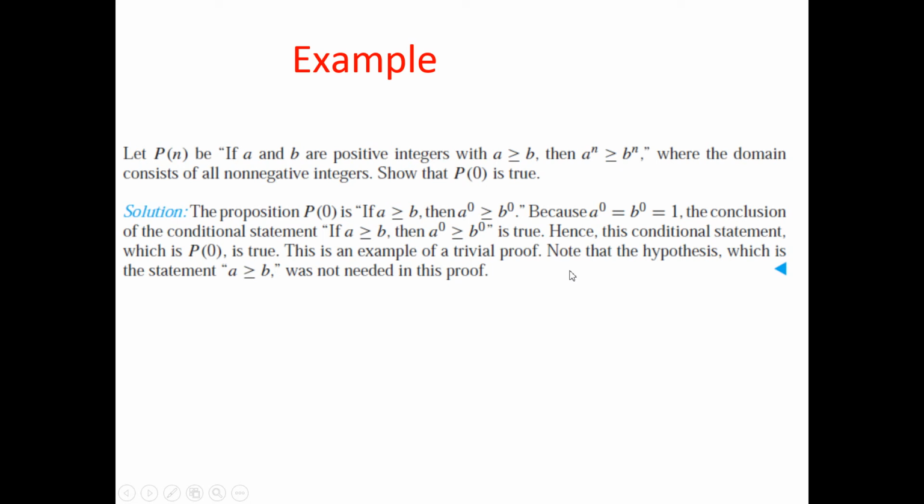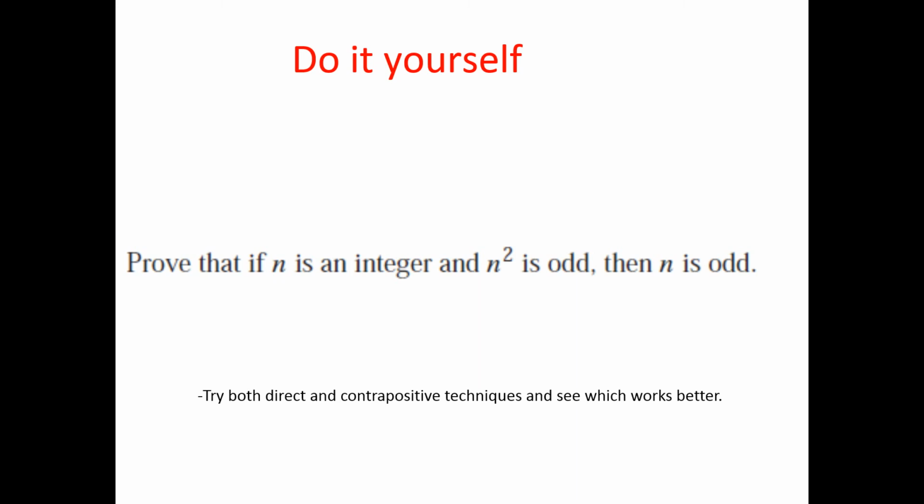Note that the hypothesis, which is the statement A greater or equal to B, was not needed in this, but it doesn't matter whatever the hypothesis is. Now, here is an exercise for you. You should try it yourself. Prove that if n is an integer and n squared is odd, then n is odd. And you should try this question by both direct and contrapositive techniques and see which works better.